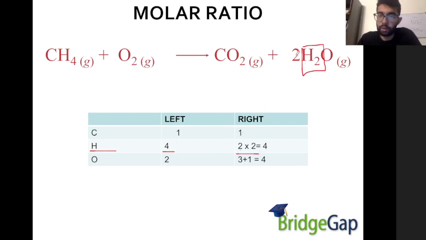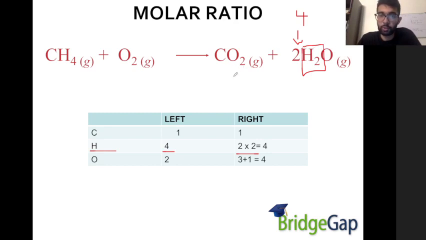And so I multiplied 2H2O by 2. So now I have 4 hydrogen on the right. But in doing that, what I've also done is 2 times the number of oxygen. We had 1 oxygen. So now we have 2.